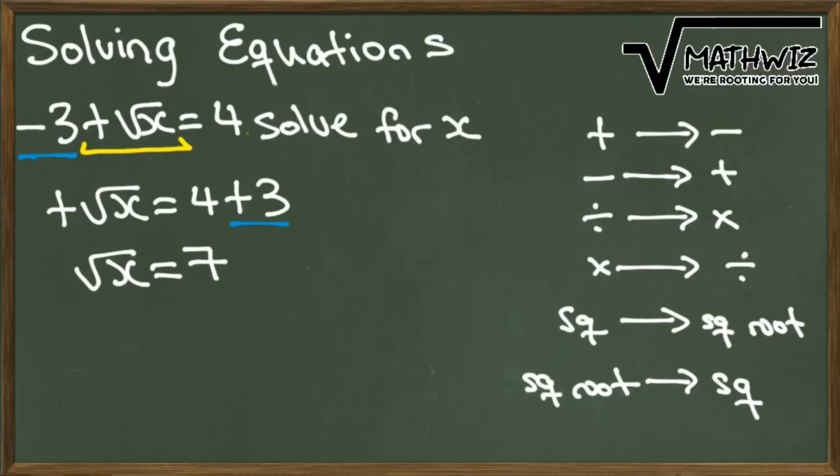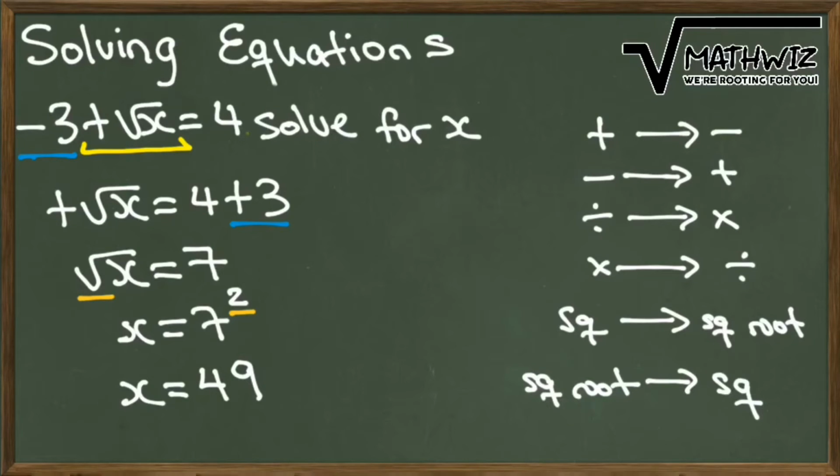To get rid of the square root, because it's plus the square root of x, you don't have to put the plus in front. It's optional. I prefer to work without it, just so that you don't have too much going on, so you don't get confused. And so to get rid of that square root, we square. And 7 squared is 7 times 7, which is going to give you 49.